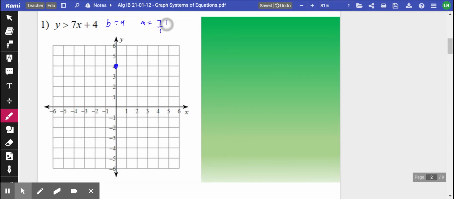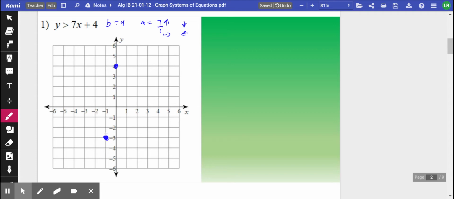Now, traditionally, I'd like to go up 7 and right 1, but it doesn't fit. I can't go up 7 here. So I'm going to have to reverse that and go down 7 and left 1. So from here, down 7, 1, 2, 3, 4, 5, 6, 7, and left 1.